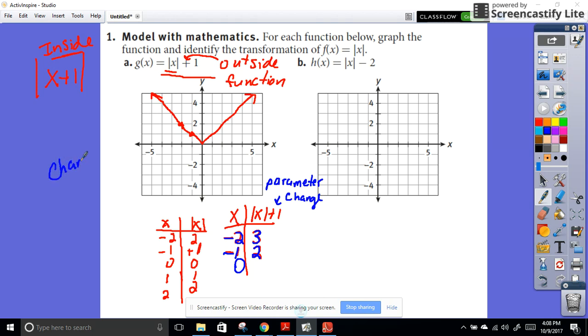Changes to the graph are called transformations. Okay, changes to the graph are called transformations. So parameter changes to the equation or to the function cause transformations to the graph.